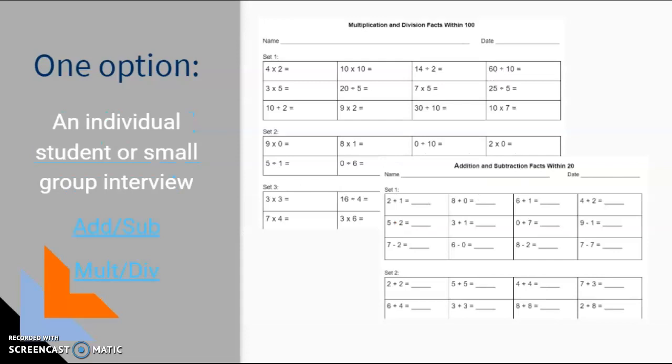Another option that was presented was the individual student or small group interview. In these particular interviews, the facts are broken up into foundational facts, derived facts, and challenge facts. The interviews also combine addition and subtraction and multiplication and division facts. In those regards, we're looking at those operations as components of each other instead of discrete operations. These interviews could be done with students individually or in a small group setting like in a math workshop block.